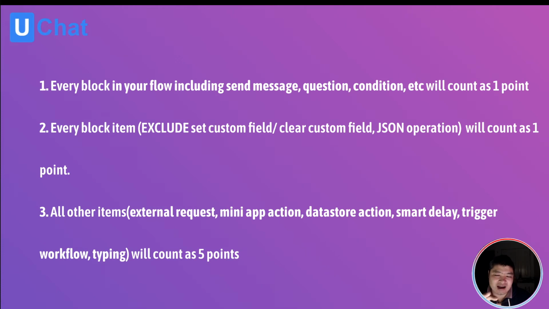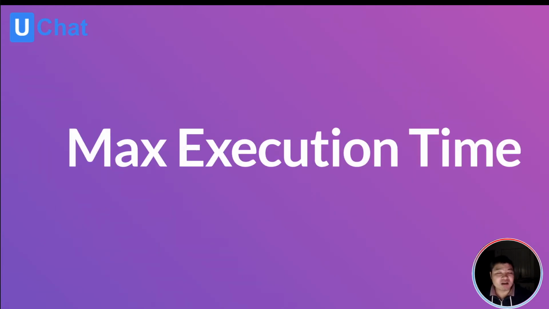If you are close to the limits, I suggest it's best practice to add the user interactions in between. So that's for the max flow. Now another limit is max execution time. Okay, because we have the inbound webhook, right?